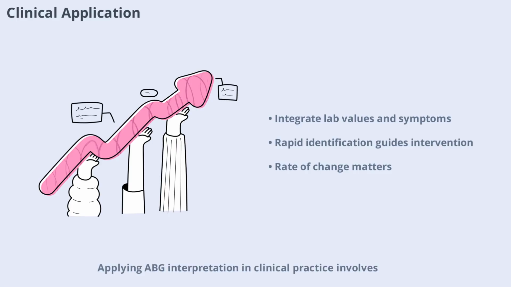Applying ABG interpretation in clinical practice involves integrating laboratory values with patient symptoms and history. Rapid identification of acid-base disturbances and hypoxemia can guide urgent interventions and improve outcomes. Always consider the rate of change in ABG values, as rapid deterioration is more dangerous than gradual shifts.